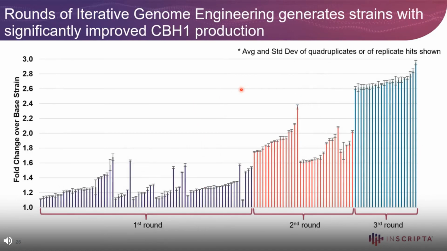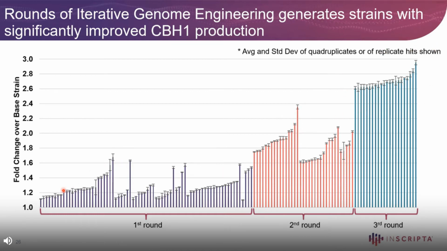Okay, so now this is all the retest data from the first round, which I've already shown you, the second round, and now the third round, to show you what the retest data looks like. So these 3 different libraries from the second round, you can see there's a nice improvement in CBH1 expression, and then we saw a significant improvement into the third round.